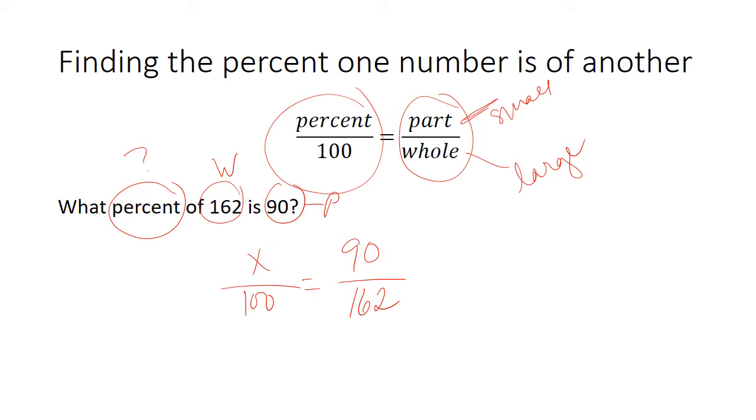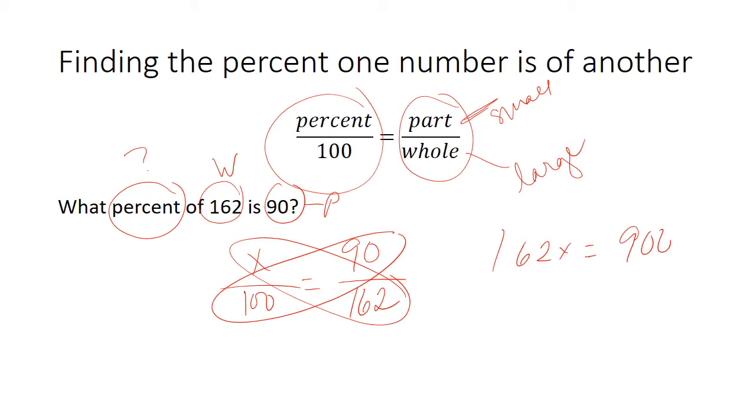From here, you should be able to see what you should do. We're going to do cross products. So I've got 162x is equal to 90 times 100, which is 9,000. When you divide by 162, that's going to leave us with x is equal to 55.56%.